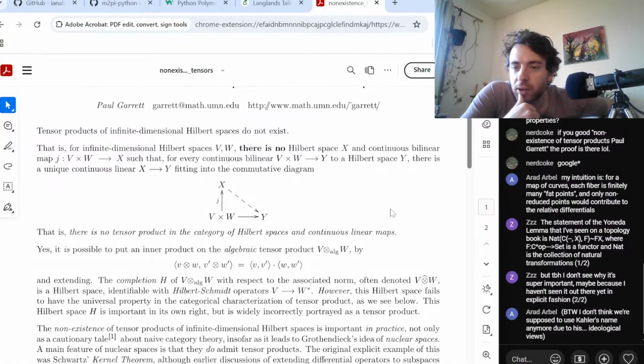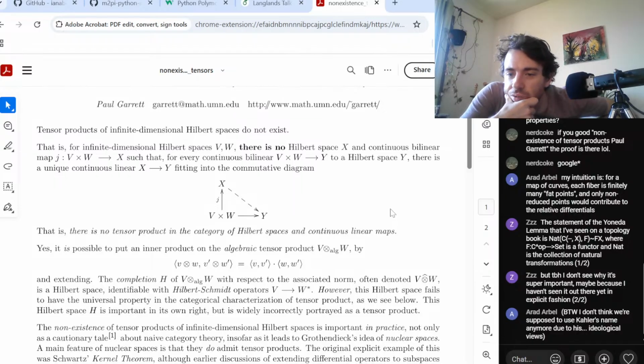Your intuition is that for a map of curves, each fiber has finitely many fat points, and only non-reduced points would contribute to the relative differentials. Maybe. I don't actually know.